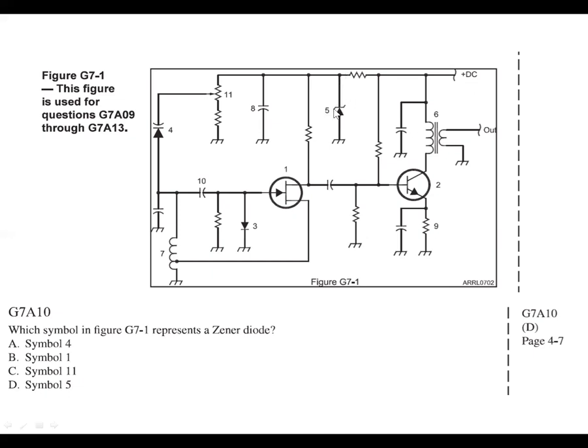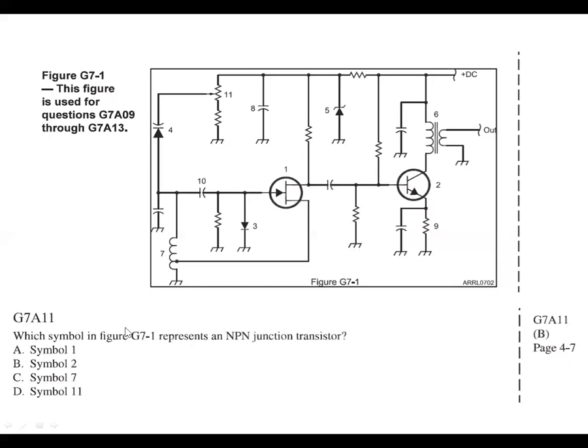So a Zener diode can be used as a cheap, simple voltage regulator if you don't need a lot of precision in a circuit. So that's a Zener diode with the little arms on it there. So that would be symbol 5, D. Yep, we lucked out.